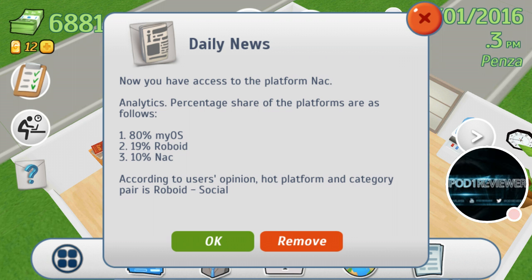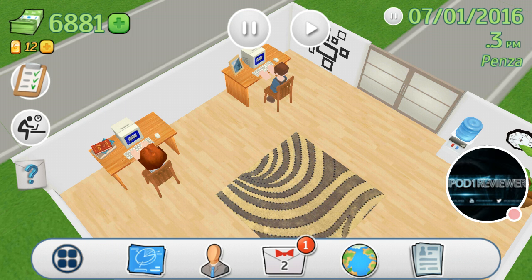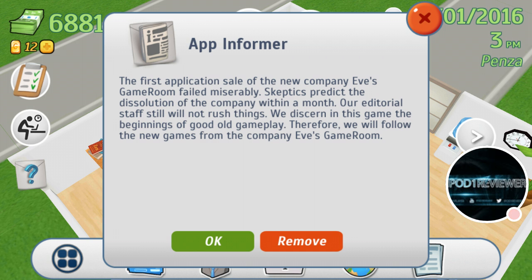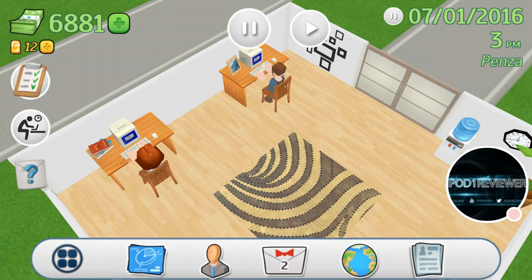Now you have access to the platform NAC. Analytics percentage share, hot platform category pair is Roboid Social. All right, App Informer. The first application sale of the new company's Eve Game Room failed miserably. Skeptics predict the dissolution of the company within a month. Ooh, our editorial staff still will not rush things. We discern in this game the beginnings of good old gameplay. Therefore, we will follow the new games from the company. Oh, okay, cool. I guess.